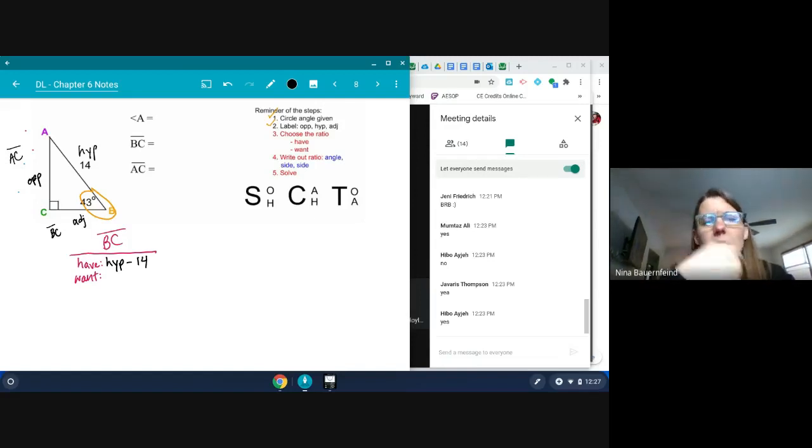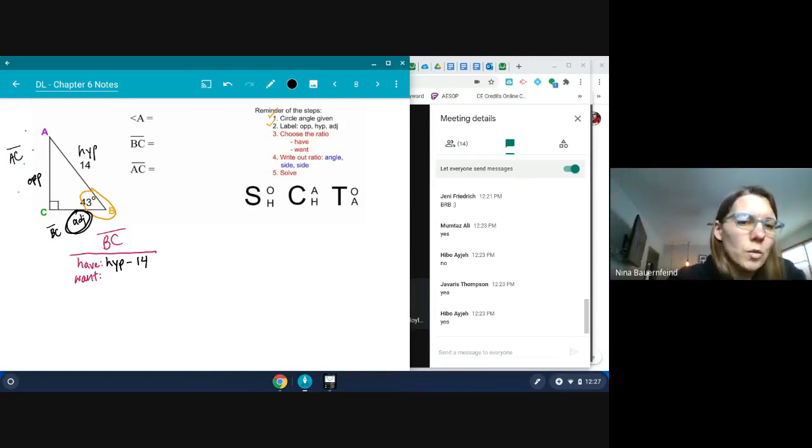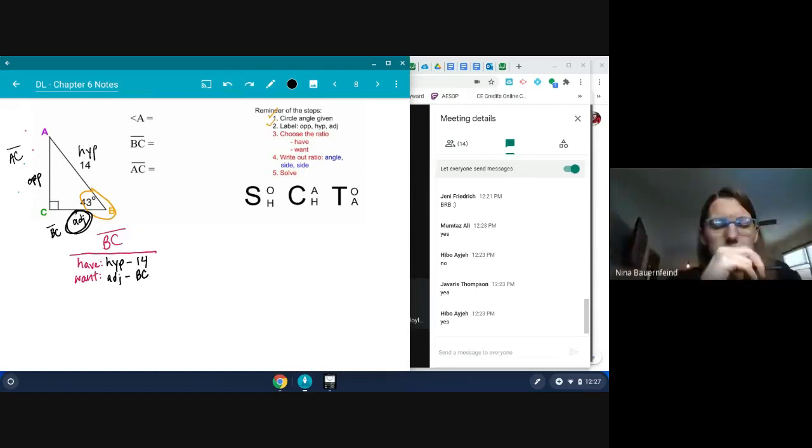Javaris said, let's find BC. That's this one, so we don't know that one. It's just the adjacent side, which we're going to call BC. That's why this is here. So I'm going to stop really quick. Do you understand what the have want is or not?